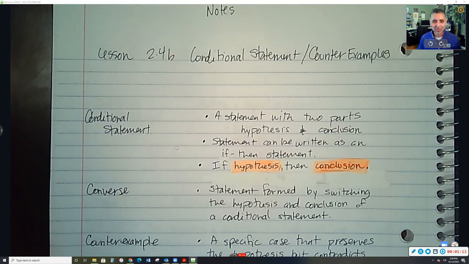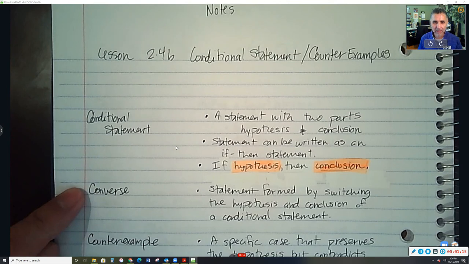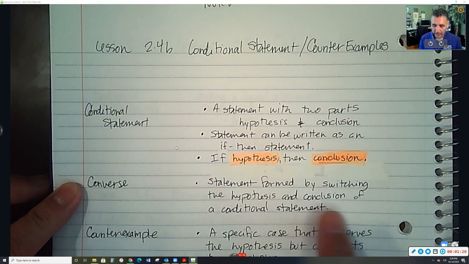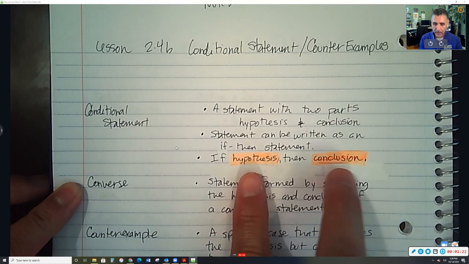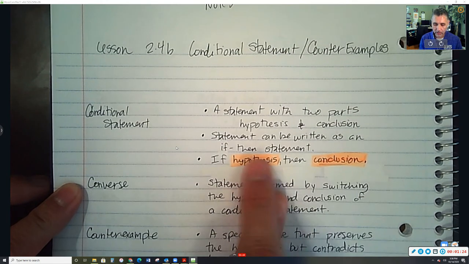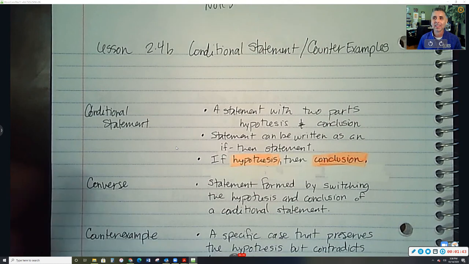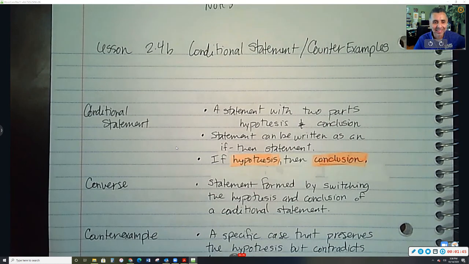Okay. And then the converse statement, it's easy. It's a statement formed by switching the hypothesis and the conclusion of a conditional statement. So you would take these two and then just switch them. A second ago, I said, if I'm awake, then I'm at school. So the converse of that would be, if I'm at school, then I'm awake. It's when they switch. You'll see in the examples.